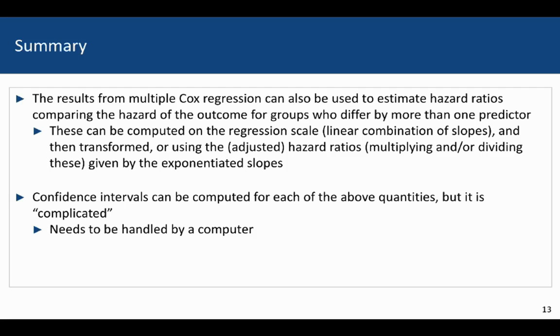Confidence intervals can be computed for each of the above quantities, but it is complicated. And I'm not saying you couldn't handle it, but it's just more involved in using the computer. And so I'm not going to focus on that here, but I do want you to know that these things can be estimated. Confidence intervals for differences, for hazard ratios, comparing groups who differ more than one X value can be computed as well.